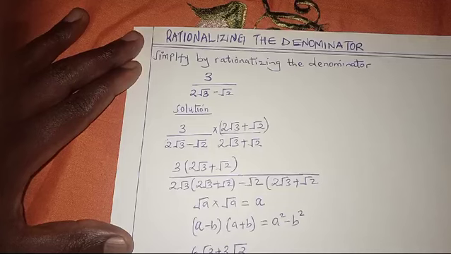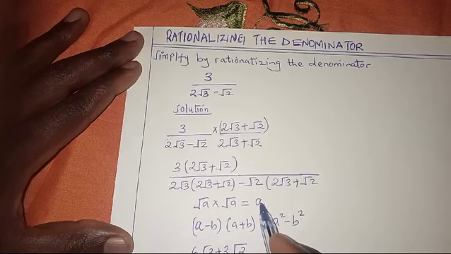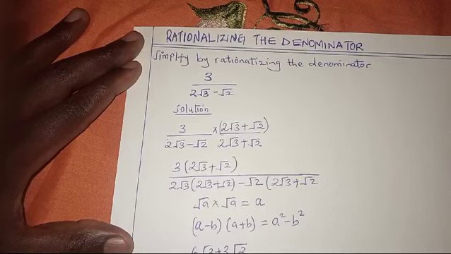Then when we square 2, it will give us 4. And then the square of root 3 will follow this rule here. When we square, we remain with the value in the square root. So we are going to remain with 3, so we multiply by 3. And then we minus. When we square this, it is going to follow the same rule, so we are going to remain with the 2.